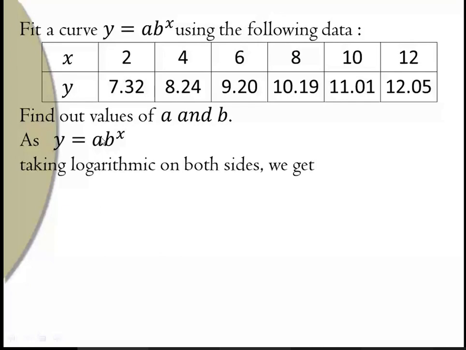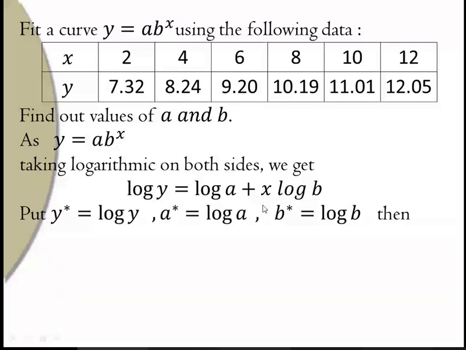So log y will be log of a b raised to x. And log of a b raised to x is log a plus log of b raised to x. And log of b raised to x is x log b. Now use the notation star for log of the variables. Log y is y star, log a is a star, log b is b star. Single terms, keep it as it is. So it becomes y star equal to a star plus b star x.